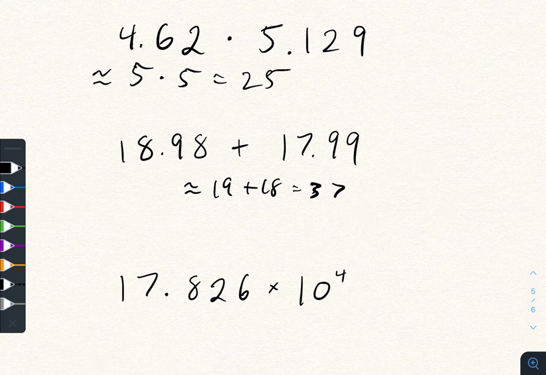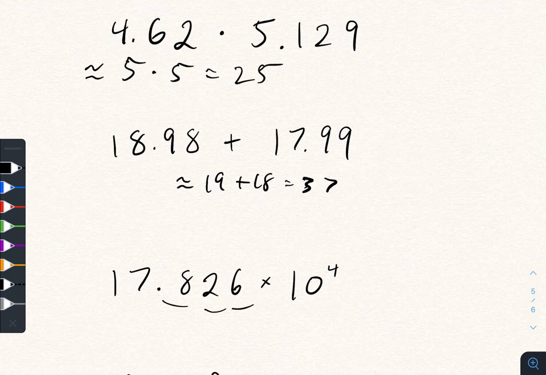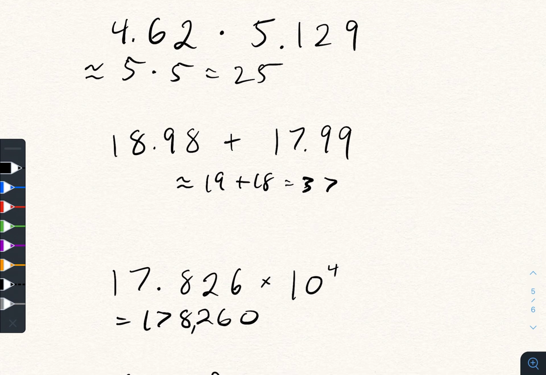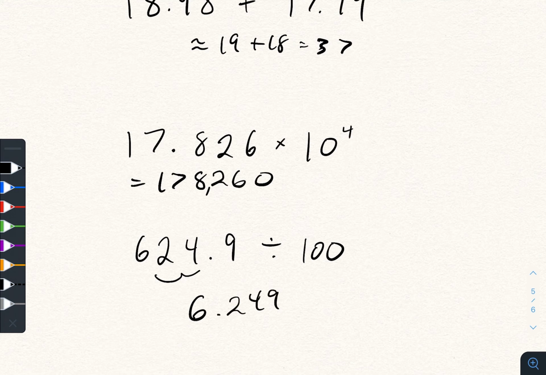Over here I have a number in scientific notation, so multiplying by 10 to the fourth. Whenever you're multiplying by 10 to the fourth or dividing by 10 to the fourth or something, this just tells you how many times you have to move the decimal. So this is equal to 178,260 just by moving the decimal over 4 places. And then over here, 624.9 divided by 100, move the decimal left 2 places, you get 6.249.